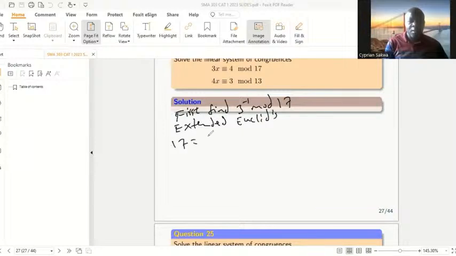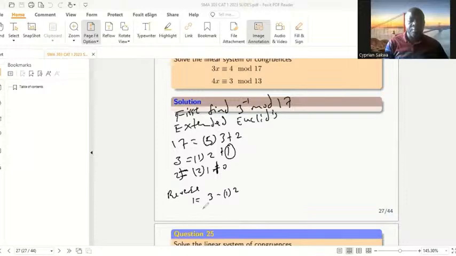17 divided by 3: 3 goes there 5 times, and the remainder is 2. What about 3 and 2? 2 goes into 3 once, and the remainder is 1. And what about 2? 1 goes into 2 twice, with remainder 0. So reverse this and make the GCD the subject: 1 equals 3 minus 1 multiplied by 2, and instead of 2, you write 17 minus 5 times 3.